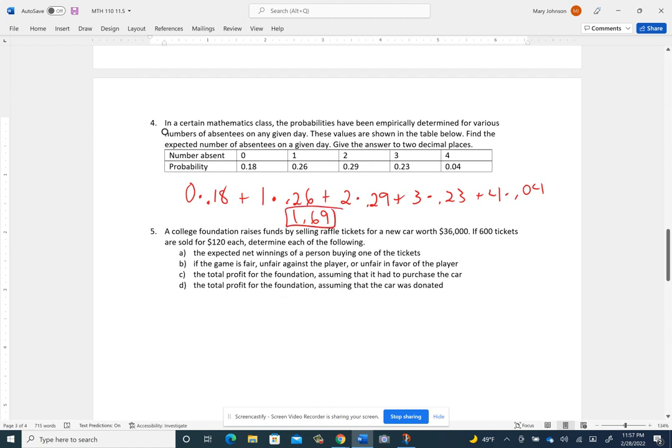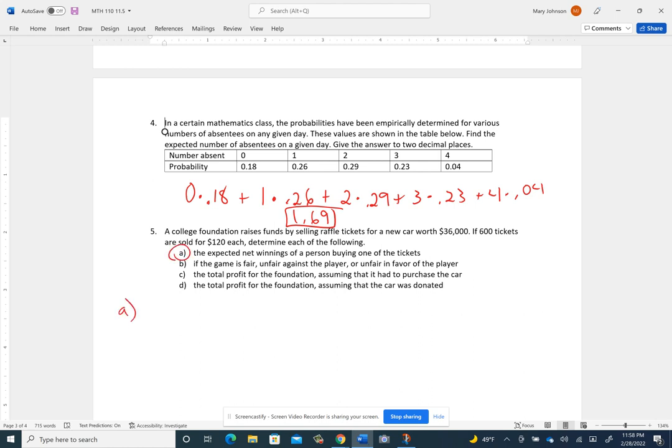Now 5, and I believe also 6, are more game-like, but they're raffles. So here we have a college foundation that's raising funds by selling raffle tickets for a new car worth $36,000. 600 tickets are sold, and they're sold for $120 each. We're supposed to determine the expected net winnings of a person buying one of the tickets. So let's just do this in order. Let's look at A.